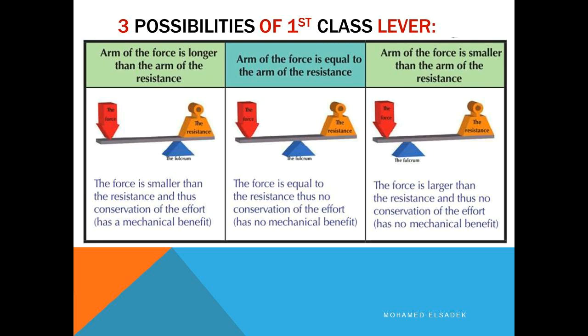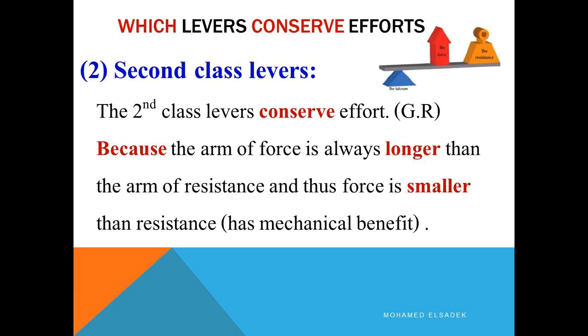يبقى انت لاحظت معايا الفكرة كلها في الارم اوف فورس. كل ما يكون الارم اوف فورس larger than arm of resistance انت كده مستريح وما بتبذلش مجهود كبير. اول ما الارم اوف فورس equal to arm of resistance او الارم of resistance larger than arm of force you have no conservation of effort and you have no mechanical benefit. Okay, second class lever. In the second class lever you conserve effort. يجي يقول لك give reason. The second class levers conserve effort. قول لي بقى السبب ايه؟ Because the arm of force is always longer than arm of resistance and thus force is smaller than resistance and has a mechanical benefit.